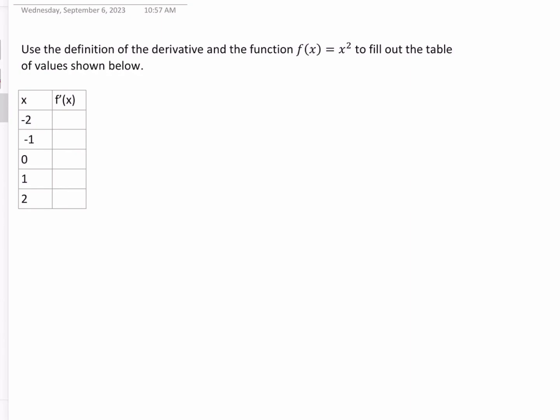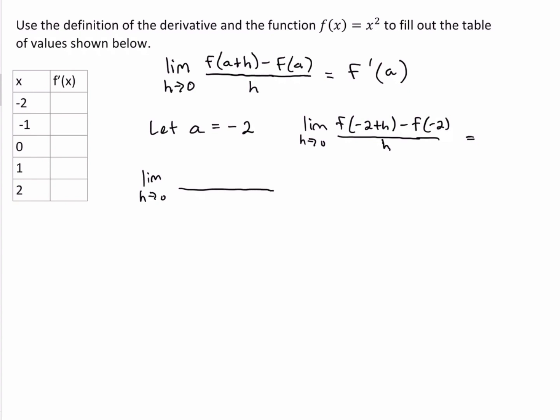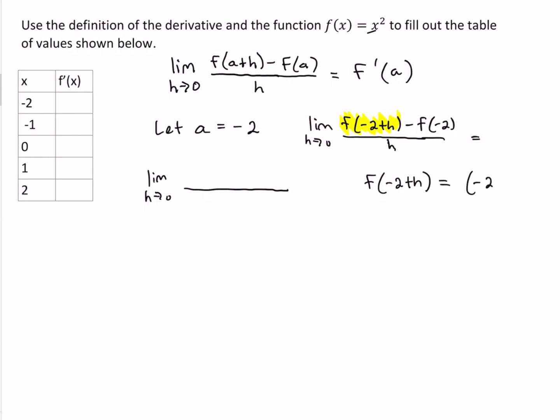Use the definition of the derivative and the function f of x equals x squared to fill out the table of values shown below. Let's take the first a value, -2, and let's make a equal to -2 in the definition of the derivative. Now, our next step will be to find the very first top portion of the numerator, f of -2 plus h. Now, our function is the squaring function, so we'll just put -2 plus h into the squaring function.